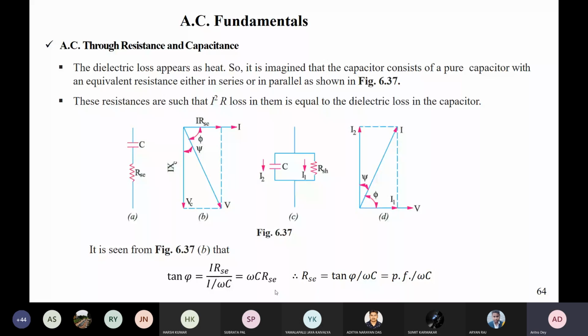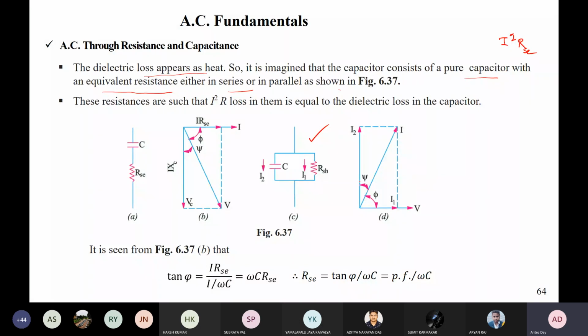The dielectric loss appears as heat. So this heating effect can be approximated with the help of I square R. That is the fictitious resistance which I am talking about to model your dielectric loss. We have written it as RAC. It is imagined that the capacitor consists of a pure capacitor with an equivalent resistance, either in series or in parallel. Usually we follow the parallel approach rather than series.